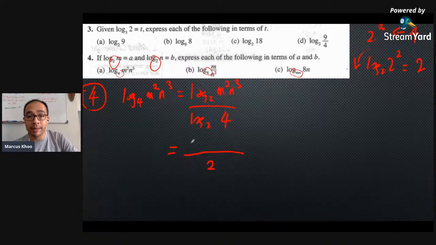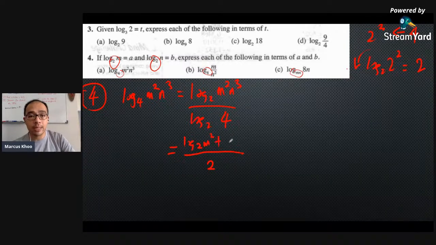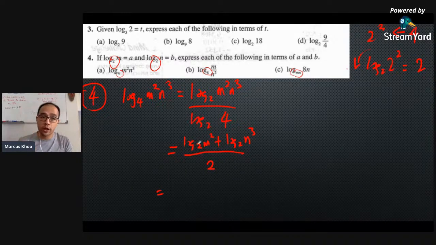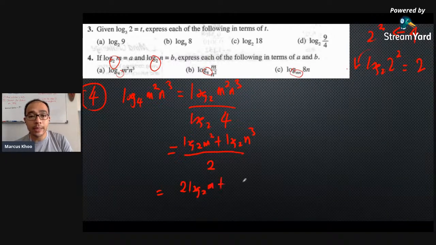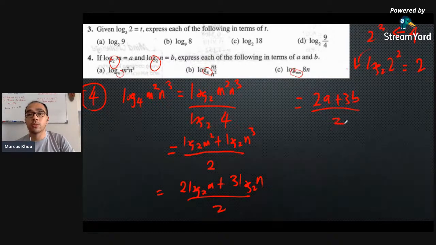Because this is multiplication, so log 2 m squared plus log 2 n cubed. Then I use the third law of logarithms. I bring this 2 to the front. So 2 log 2m plus 3 log 2n over 2. Log 2m is a. So 2a plus 3b over 2. Done.